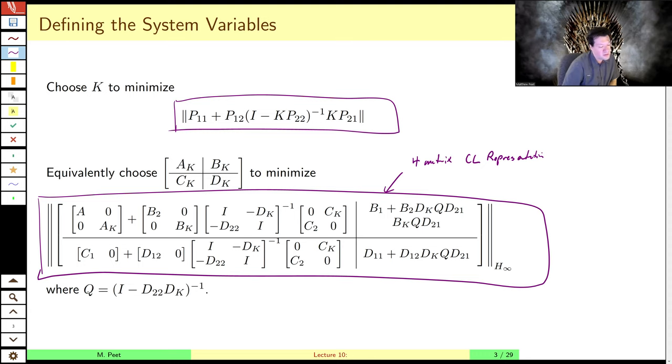Right. Where we've got a matrix inverse here. Remember, Q is also defined in terms of a matrix inverse. We have CK multiplying DK multiplying BK. And so this whole thing is obviously not very convex. And so our first task in part A of this lecture is to do a variable substitution, or series of variable substitutions, I should say, which allow us to express this four system closed loop representation in a way which is affine in our decision variables, now being AK, BK, CK, and DK.